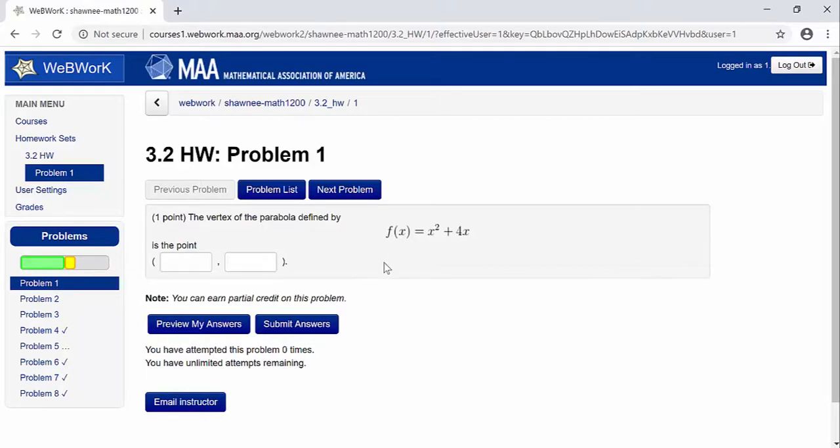So the vertex is the turning point of the parabola, and we know how to find the formula for the vertex. It always occurs when x equals negative b over 2a.